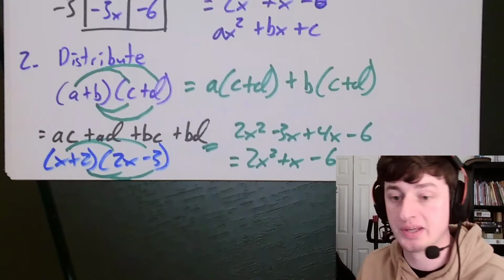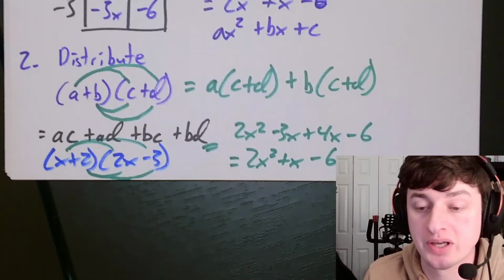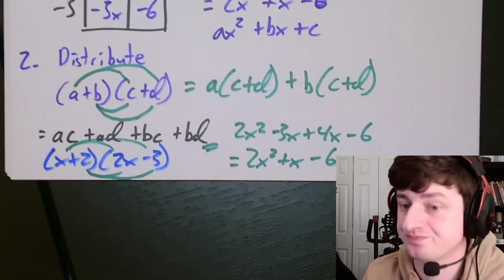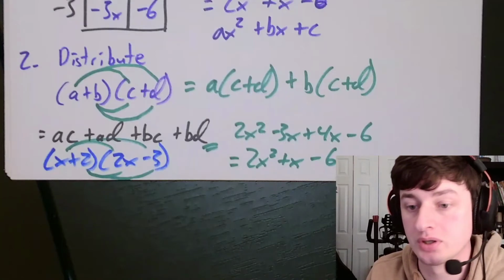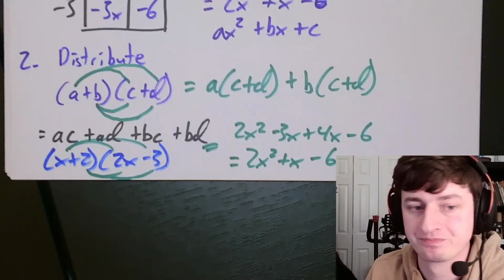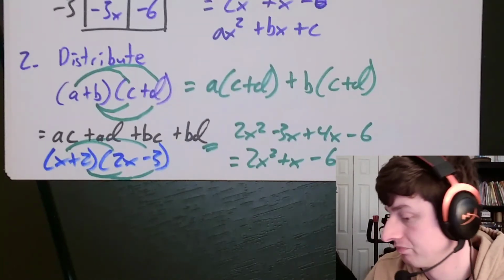So I'm going to do one more example. And then we're going to talk about some special cases where there's some special patterns. You don't need to memorize those because you can just use the Xbox method. You can just use the area model, or you can distribute. But if you notice the pattern, it can be helpful over time.